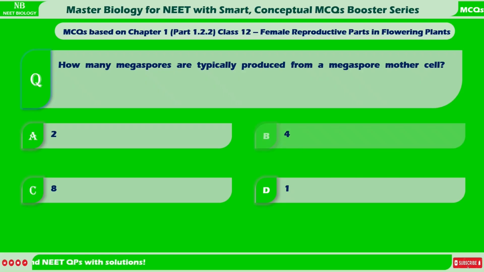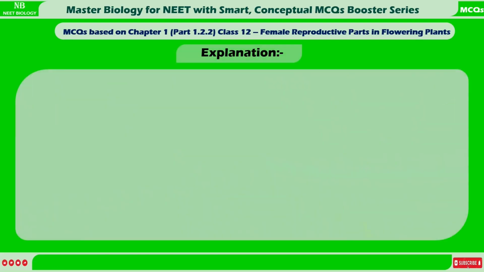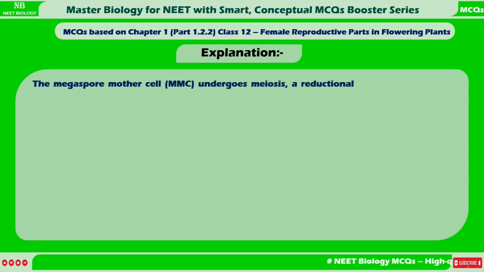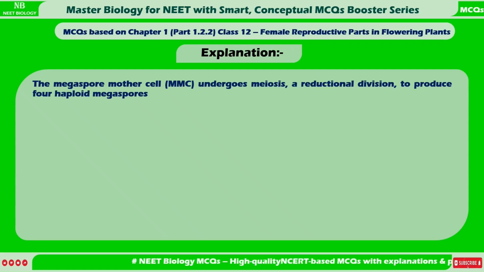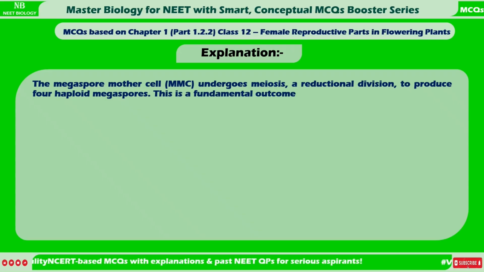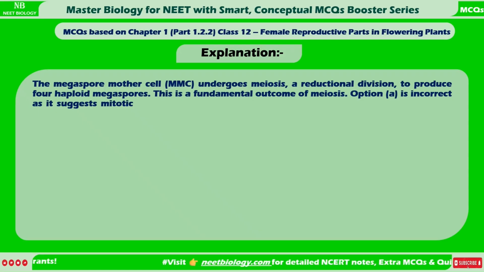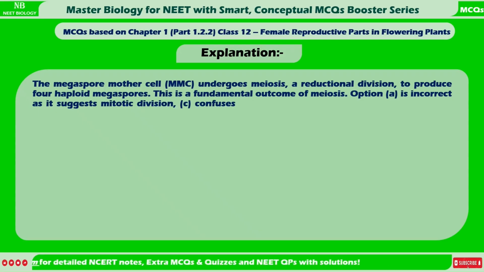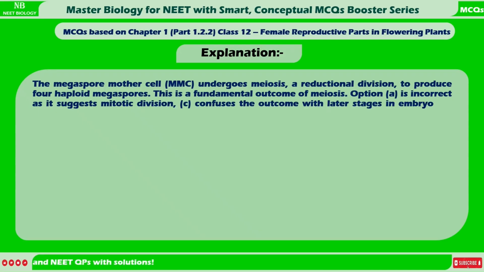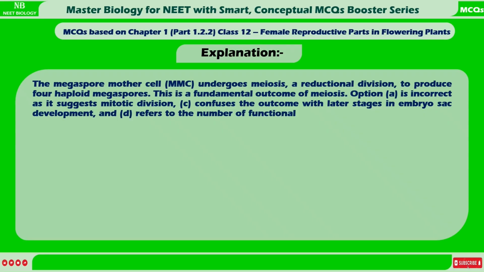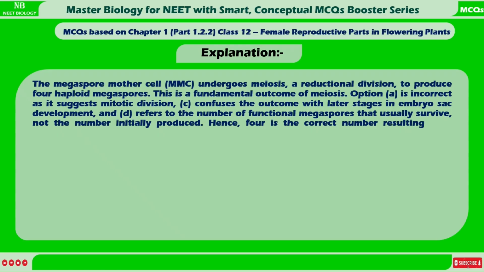Correct answer is B. 4. Explanation: the megaspore mother cell, MMC, undergoes meiosis, a reductional division, to produce 4 haploid megaspores. This is a fundamental outcome of meiosis. Option A is incorrect as it suggests mitotic division. C confuses the outcome with later stages in embryo sac development. And D refers to the number of functional megaspores that usually survive, not the number initially produced. Hence, 4 is the correct number resulting from meiosis.